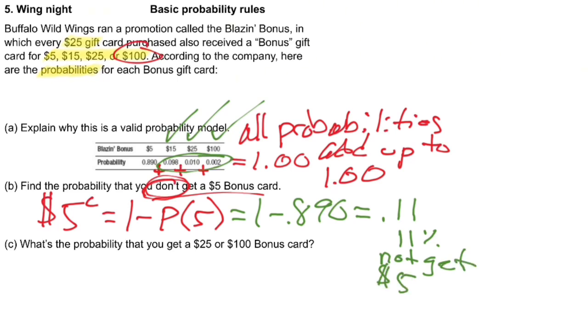And part C, what is the probability that you get the $25 gift card or the $100 bonus gift card? So an or problem, and these are events that are mutually exclusive, so there's no intersection here. The probability of getting that $25 gift card is 0.010. You can see that right there. And then you would simply add the probability of getting the $100 gift card, which is 0.002, and that is going to give you 0.012.